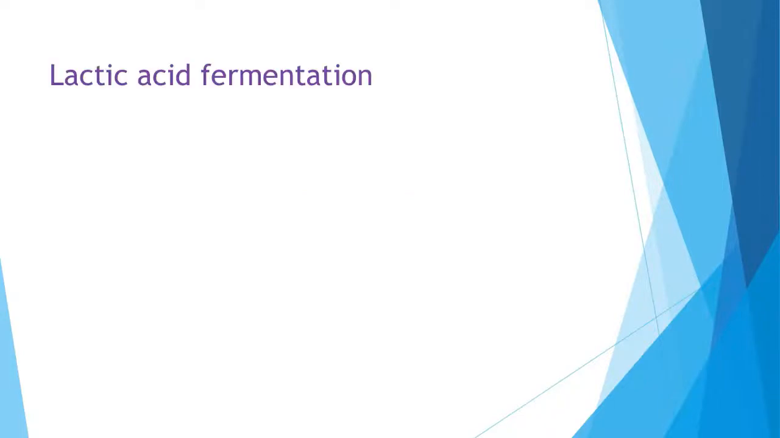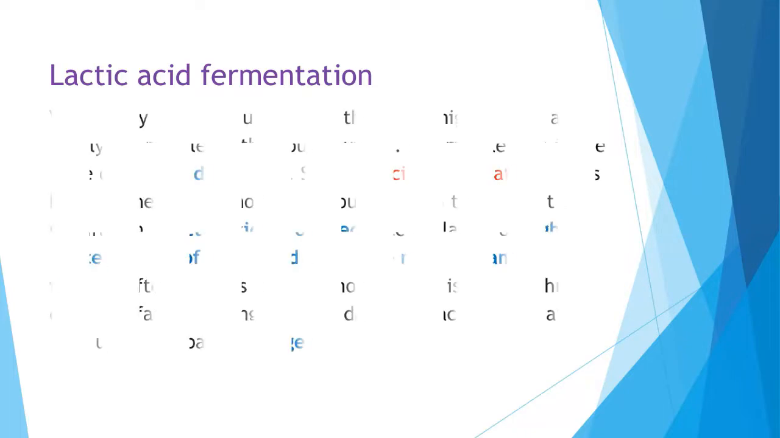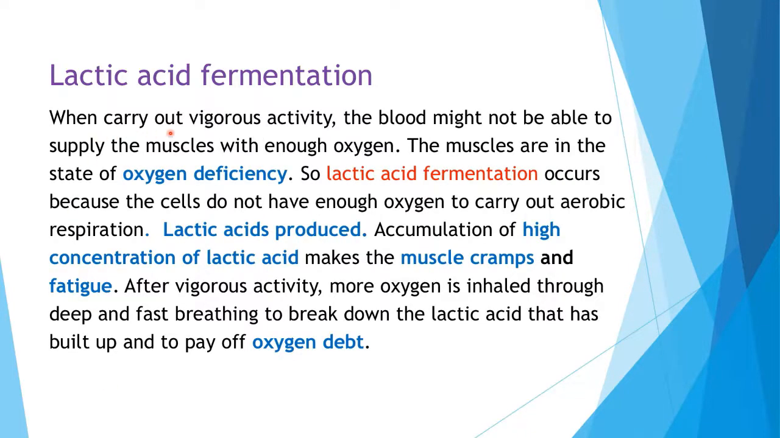Review of lactic acid fermentation. When carrying out vigorous activity, the blood might not be able to supply the muscles with enough oxygen. The muscles are in a state of oxygen deficiency. So lactic acid fermentation occurs because the cells do not have enough oxygen to carry out aerobic respiration.